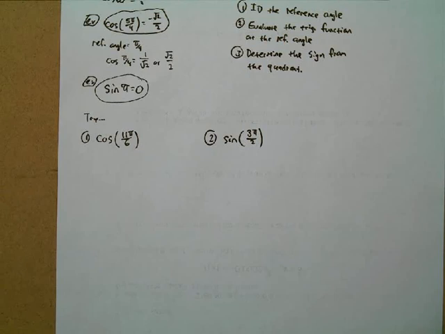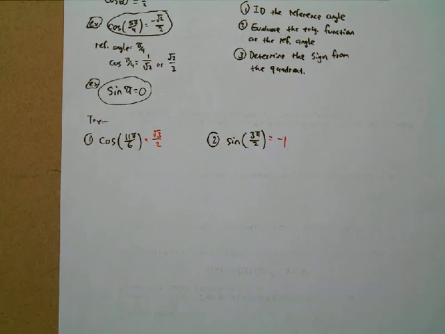Okay? So here's what we should have gotten. Root 3 over 2 and negative 1. All right. Questions on any of that?